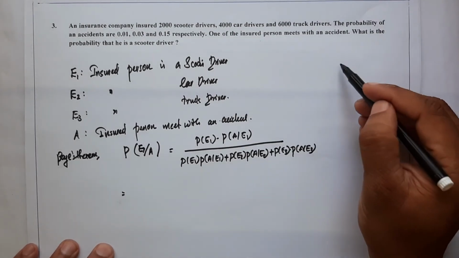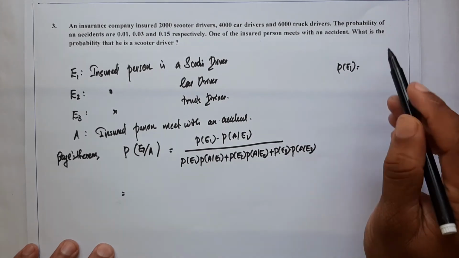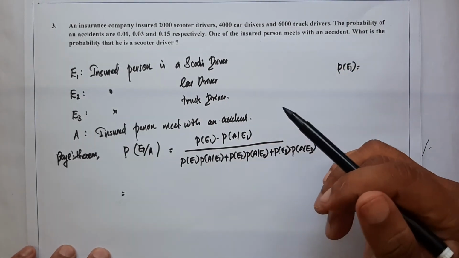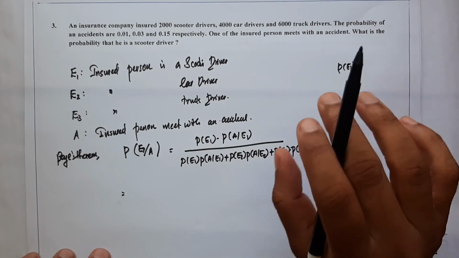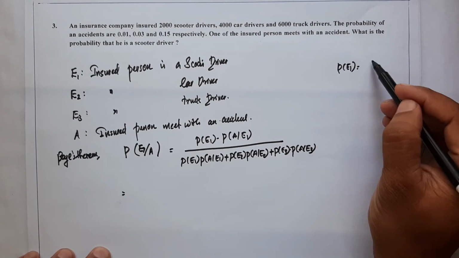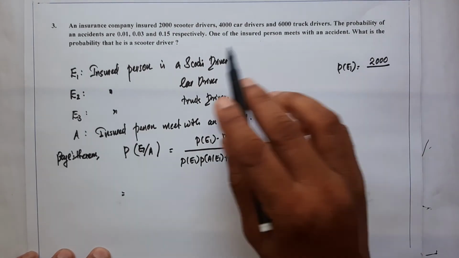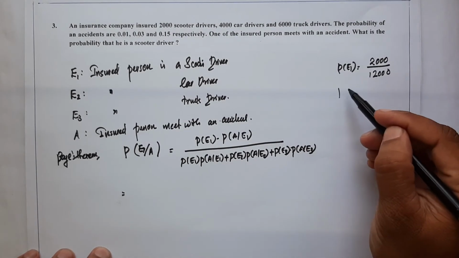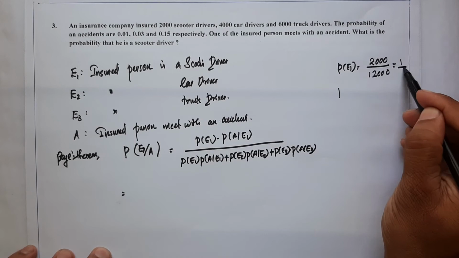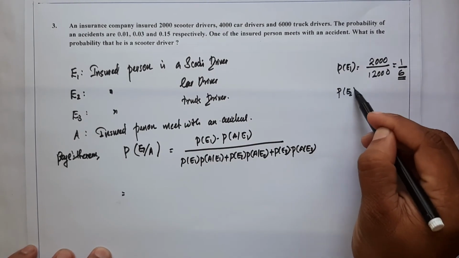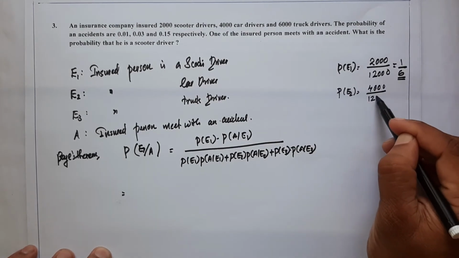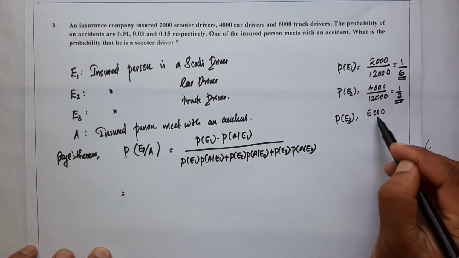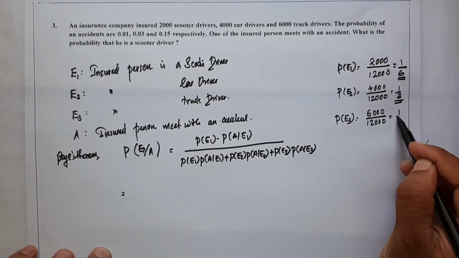Now, what is P of E1? Here, for the probability of an event, direct probability, we find the probability as the number of elements of that event divided by the total number of elements of the sample space. Here, totally 2000 scooter drivers are there, divided by the total number of members, 12,000. Then P of E1 is 1 by 6. Then P of E2 means 4,000 divided by 12,000, we get 1 by 3. Then P of E3 is 6,000 divided by 12,000, we get 1 by 2.